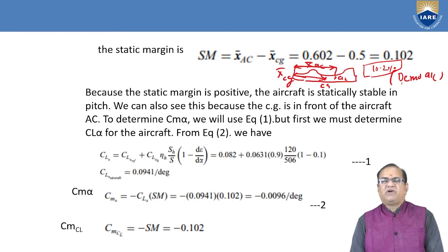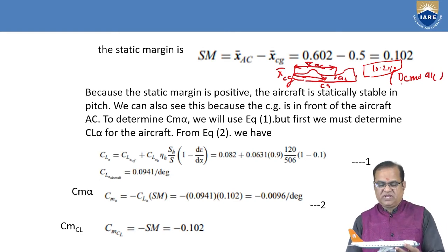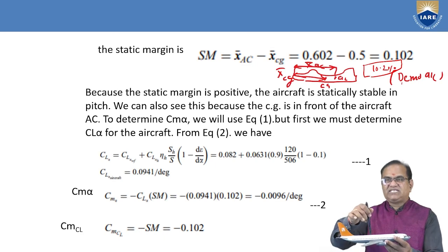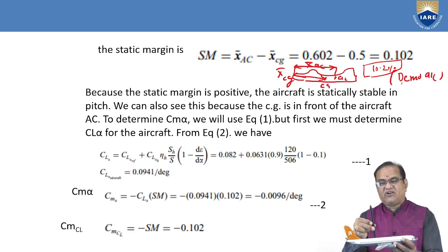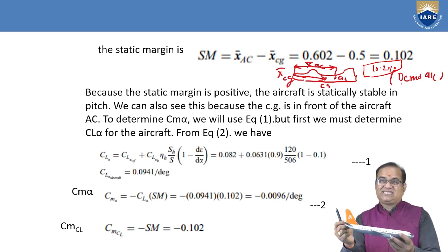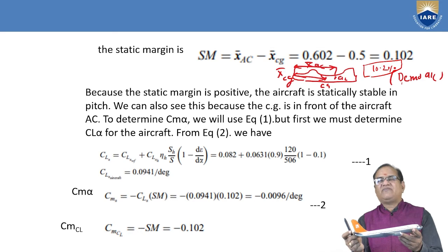Because the static margin is positive, the aircraft is statically stable in pitch. We can also see this because the CG is in front of the aircraft AC. Just now I told you that if you see from here, the AC is 0.602 and CG is 0.5. So the AC is behind the CG. The lift forces, aerodynamic forces will act at the AC, and this will try to make anti-clockwise Cm alpha negative, and this will make the aircraft statically stable.